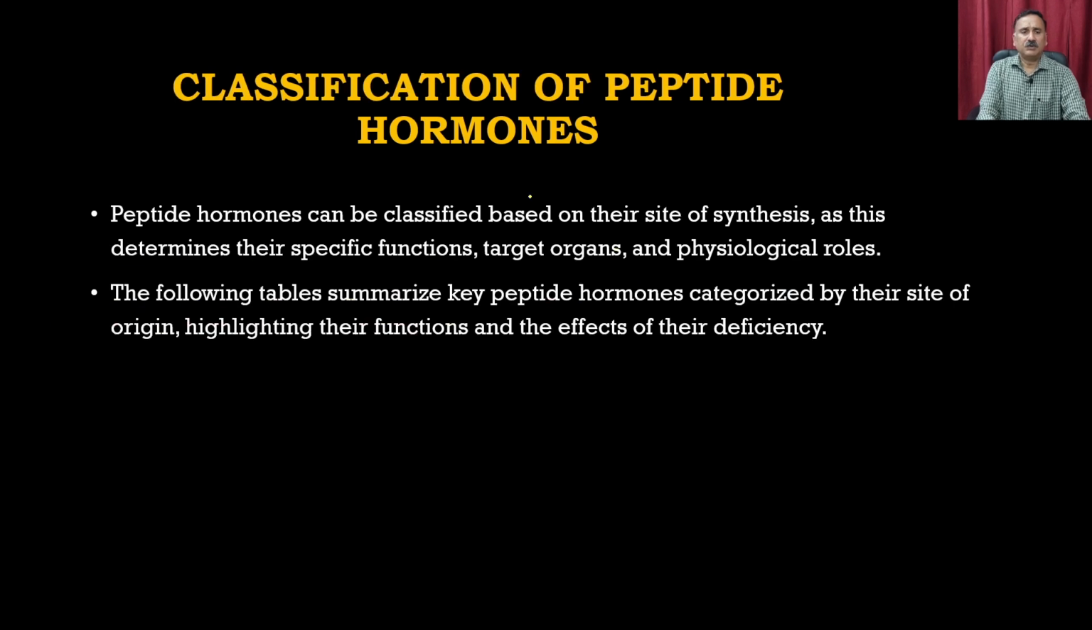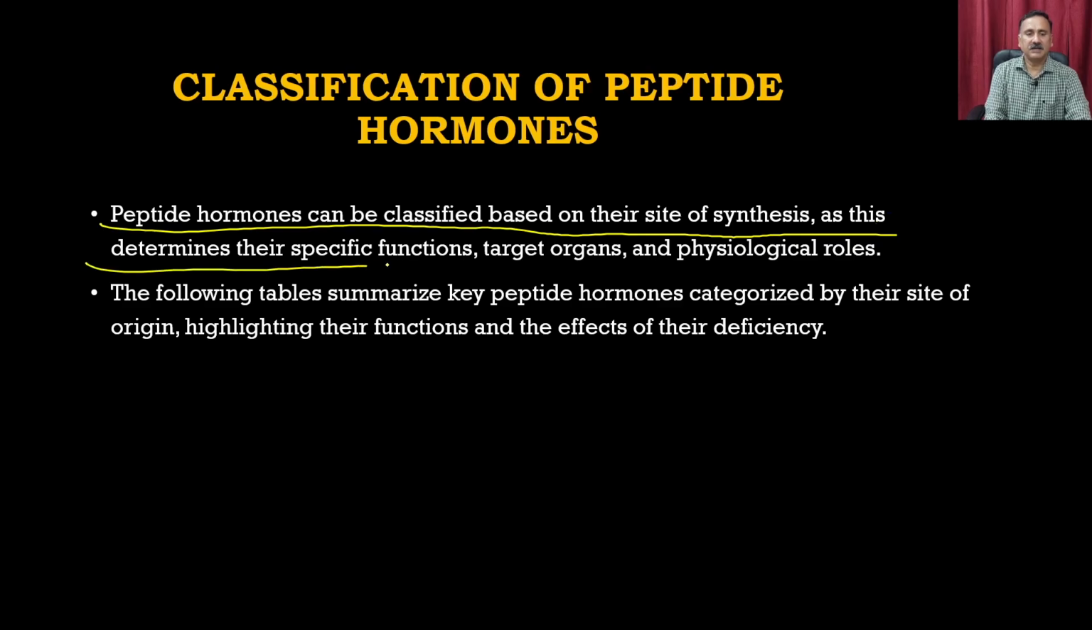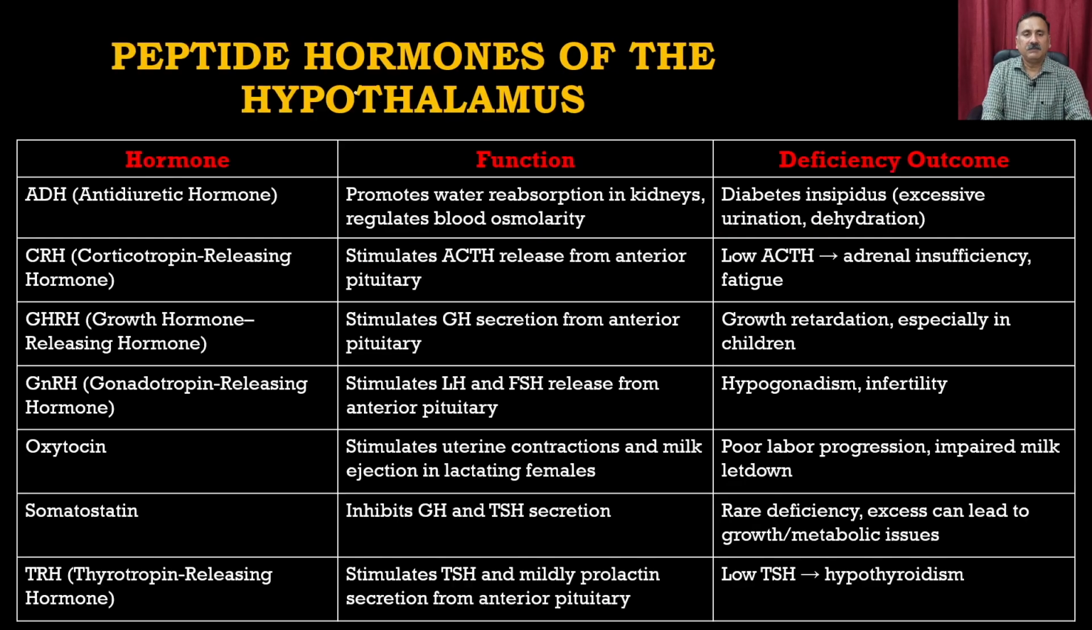These peptide hormones can be of different types depending upon the organ that produces them. The peptide hormones can be classified based on their site of synthesis, as this determines their specific functions, target organs and physiological roles. Now let's see the different types of peptide hormones. And as I said, peptide hormones are classified based on their origin.